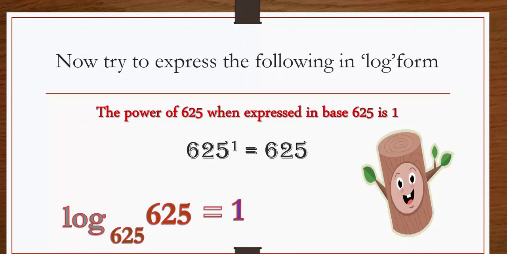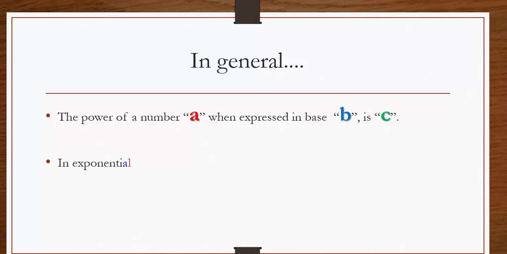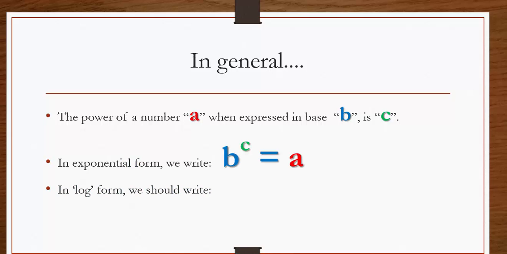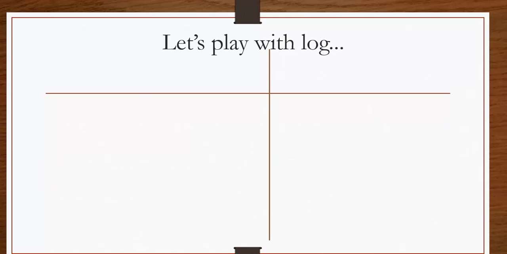Yeah. In general, let's generalize what we learned just now. The power of a number a when expressed in base b is c can be written in exponent form as b to the power of c is equal to a. But in logarithmic form, we write log of a base b is equal to c, which means the number a when it's written in base b, the power is c. Yeah, the power.